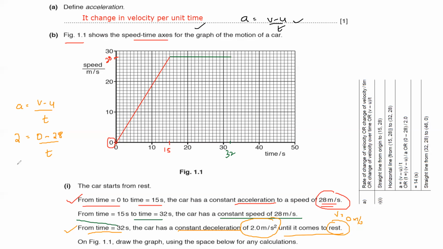When I solve this part, 2 is equal to minus 28 divided by t. If I cross multiply, 2t is equal to minus 28, but I need t, so t is equal to minus 28 divided by 2, so it will come out as minus 14. Minus 14 or 14 seconds. So basically this car will take 14 seconds. Why are we getting a negative answer? Because the car was decelerating. But the number is important, so it means this car took 14 seconds, because a time of minus 14 does not make sense.